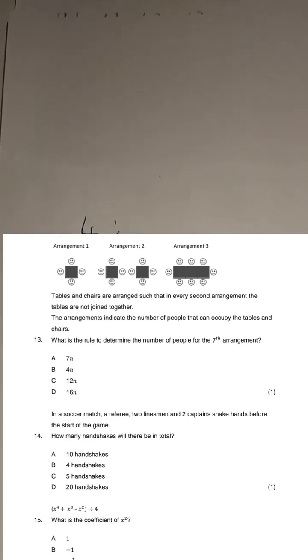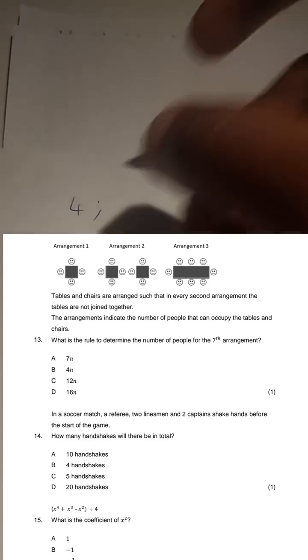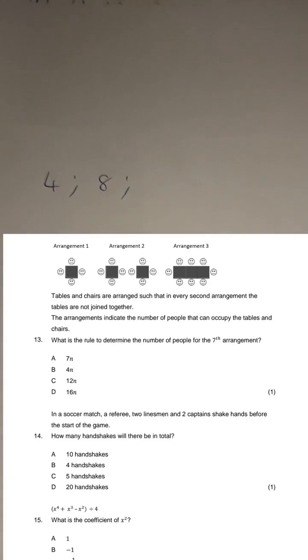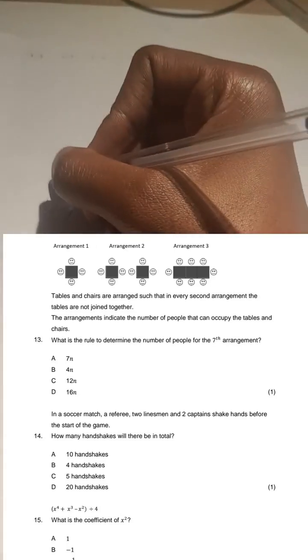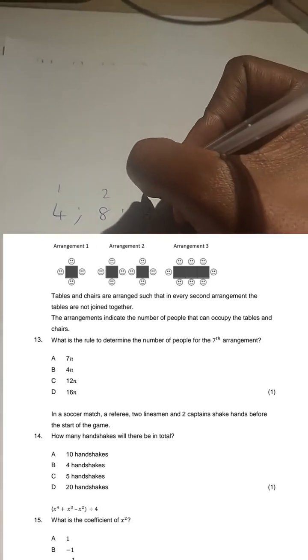What about in arrangement 2? How many people do we have? You can count them. 1, 2, 3, 4 in the first table, 5, 6, 7, 8 in the second table. So in total, in the second arrangement, we have 8 people. Then in the third arrangement, how many people do we have seated there? We have 1, 2, 3, 4, 5, 6, 7, 8. So we have 8 people, 8 again. I hope that makes sense, guys.